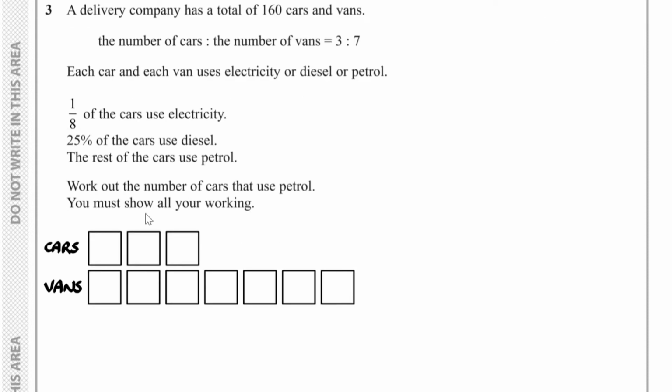First of all, we have the ratio of cars to vans being 3:7. We've got 160 vehicles altogether, and so having 3 to 10 tells us we have 10 parts in total, and so each part will be worth 160 divided by 10. That will be 16. So we have 16 for each box. And that's what we see here.